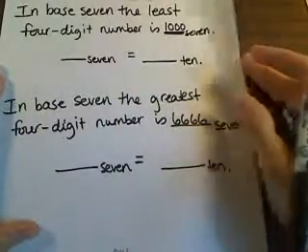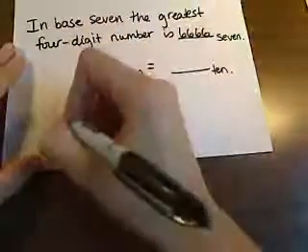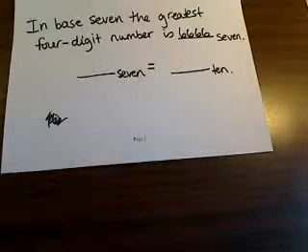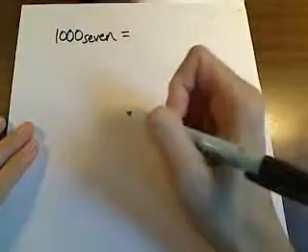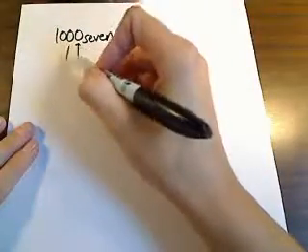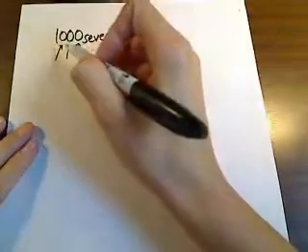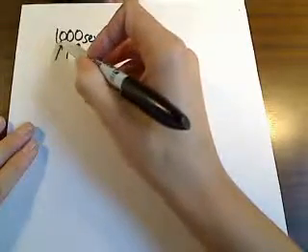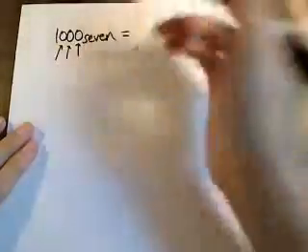Okay, and then if we want to convert these, let's just start with 1,000 base 7. Actually, let me do it on a separate sheet. So 1,000 base 7, if we want to convert that into base 10, then we just want to write it out in its expanded form. So this is the 1's position, the 7 to the 0 position, this is 7 to the 1st position, this is the 7 to the 2nd position, and this is the 7 to the 3rd position.